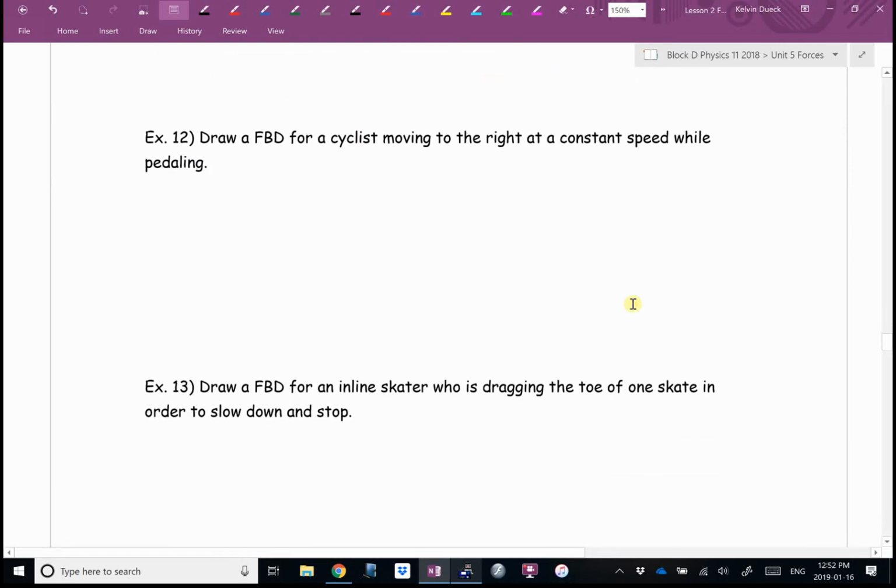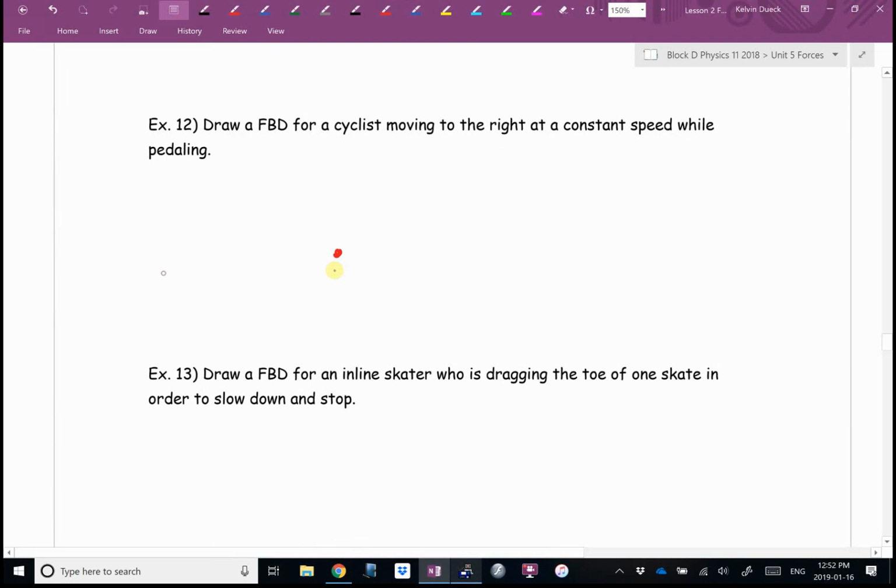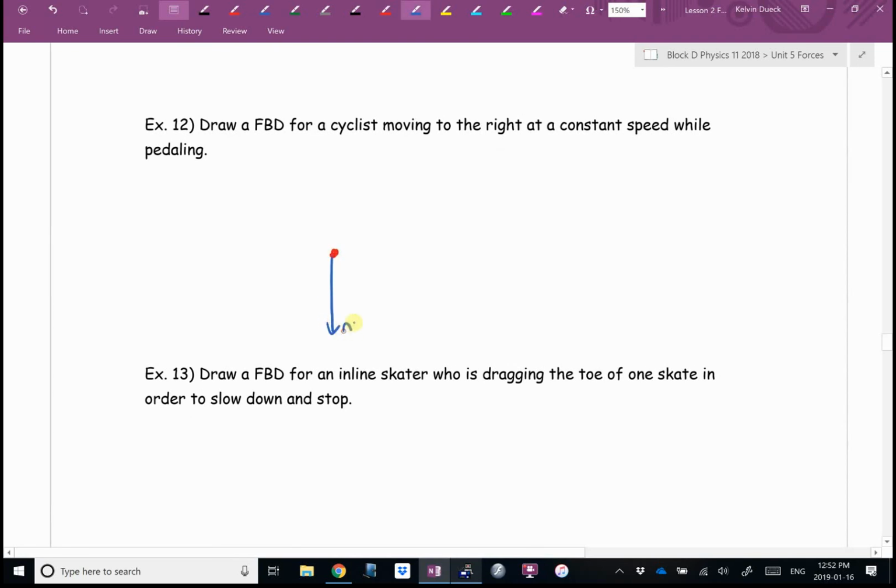Example 12. What does FBD stand for? Okay. It says, draw a free body diagram for a cyclist moving to the right at a constant speed while pedaling. There's the cyclist. What are the forces acting on this cyclist? Get the obvious one. Is this cyclist sinking into the ground like quicksand? Is this cyclist flying into the air like Superman?